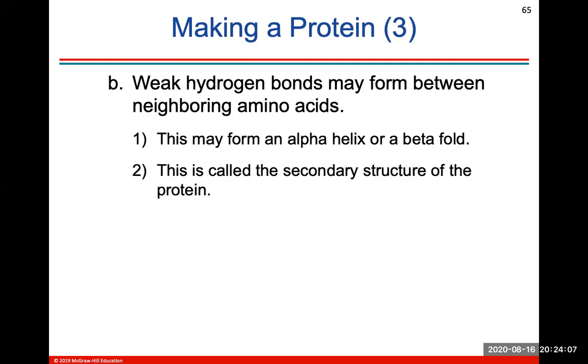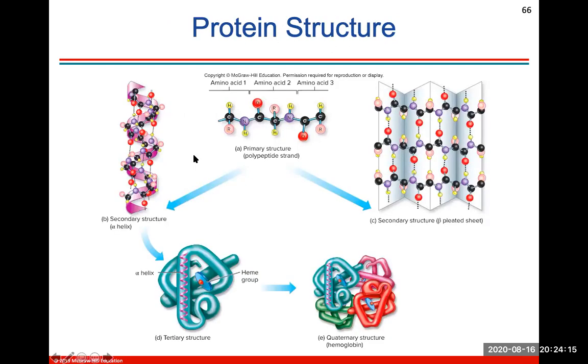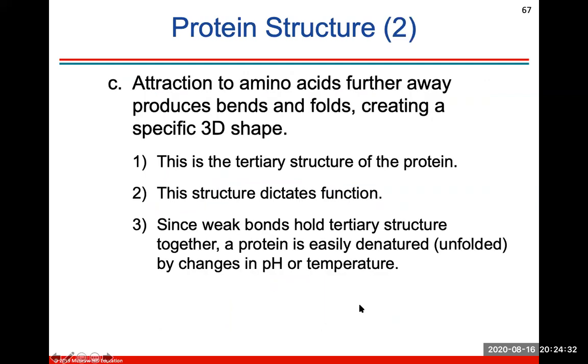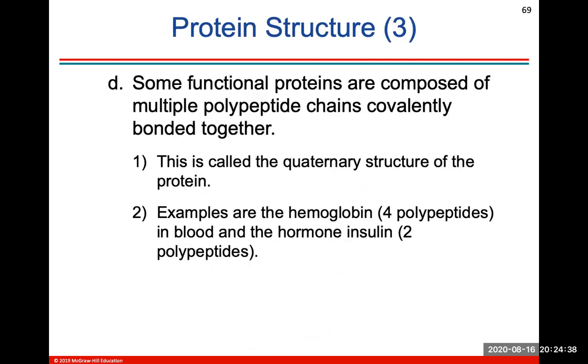Weak hydrogen bonds may form, and this could form an alpha helix or a beta fold, and this is called the secondary structure of a protein. And you can see here how the secondary structure will form this helix. And then we get to tertiary and quaternary structure as well. A good example of quaternary structure, this shows hemoglobin, which should be a little familiar from anatomy, and we'll go over more why hemoglobin is important. Here's protein structure into 3D shape, tertiary structure, and then into quaternary structure. And examples of this are hemoglobin, which is 4 polypeptides, and the hormone insulin.